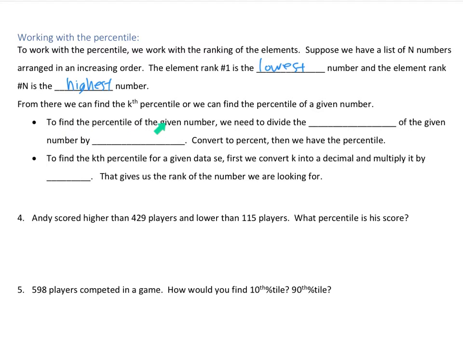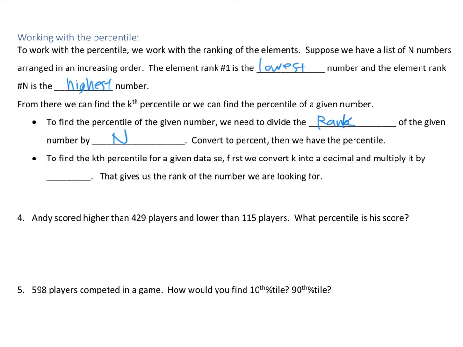So to find the percentile of a given number, say you took the exam or the game and got a score, how do you find your percentile? Basically, we have to take the rank of the given number and divide that by n, then convert it to a percent, and we have a percentile. So if you're ranked number 10 out of 100 people, it's 10 divided by 100, which gives you 0.1, which is basically 10%.